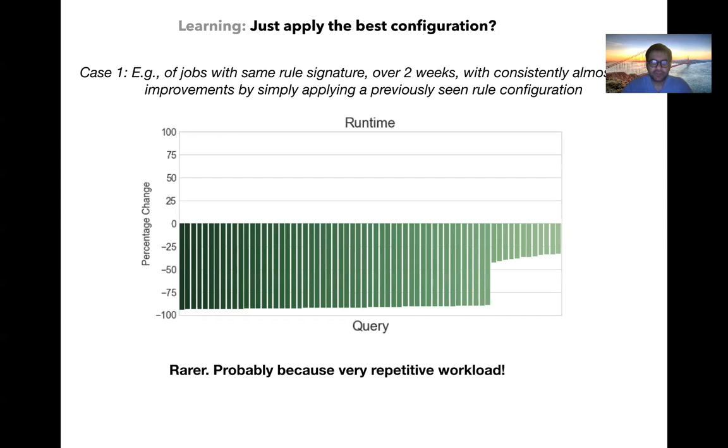Now, the result we find is interesting. We find all these jobs with the same rule signature over a 2 week period, and we apply the configuration that worked well on a certain job 2 weeks before, and it works throughout the 2 weeks. Of course, this is rare, because what this shows is that maybe the workload was really repetitive and the same thing simply worked. It's the ideal scenario. This doesn't usually happen, at least in the cases we looked at, but it does happen sometimes, and as you can see, it can give you large gains.